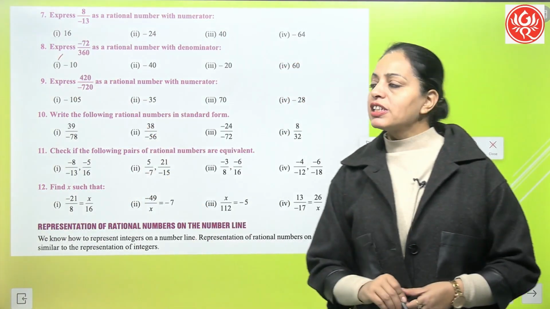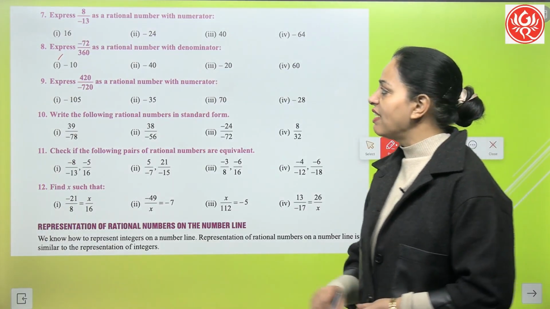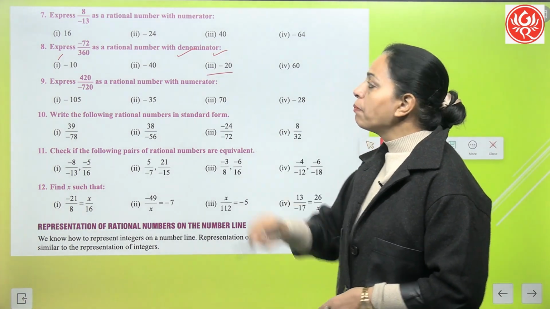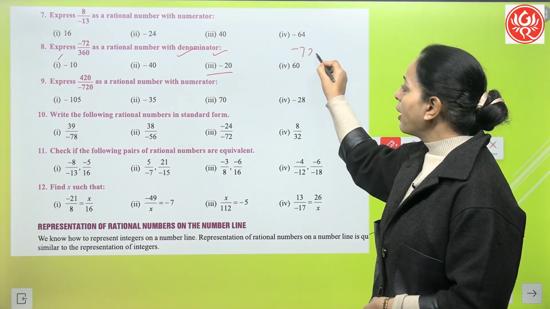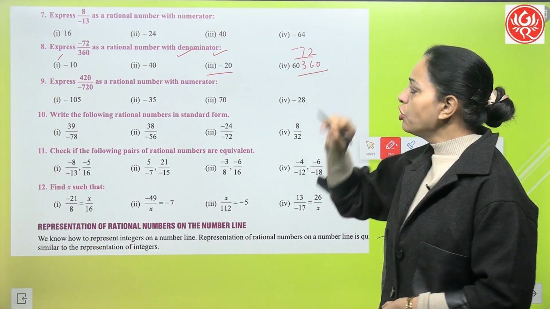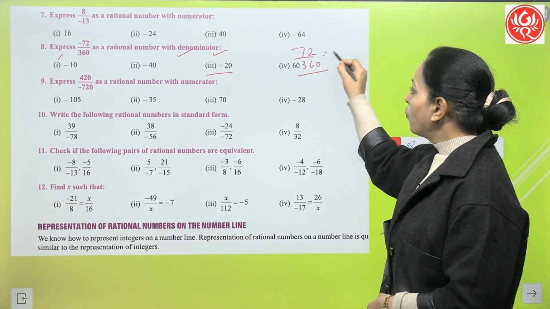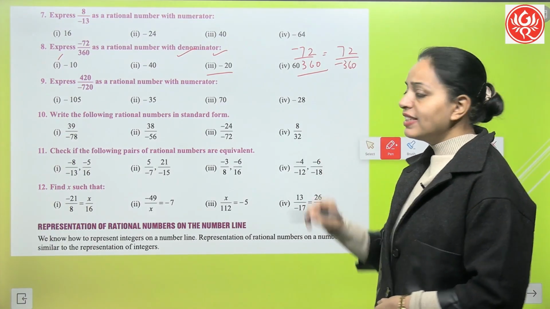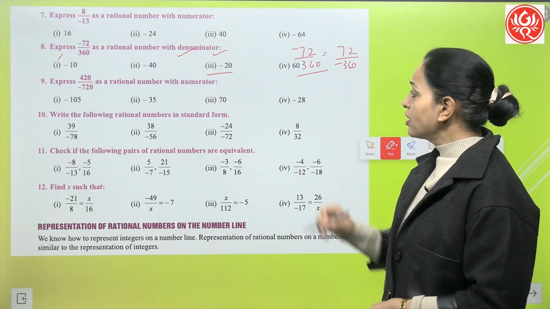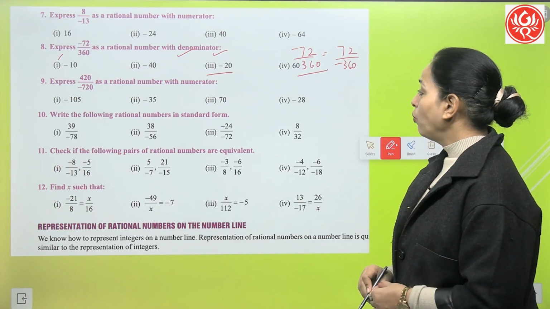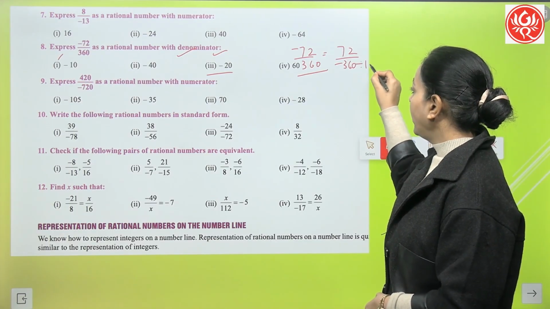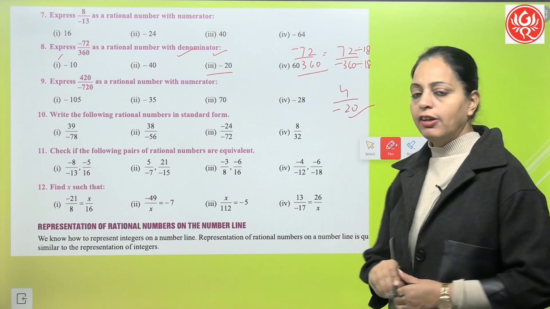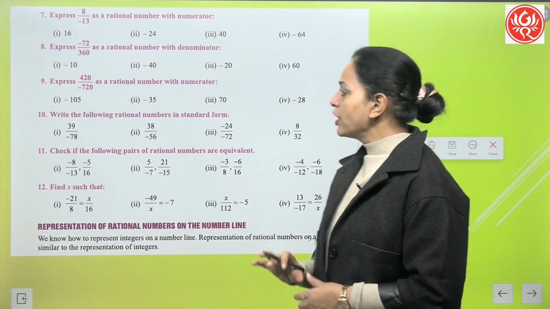Question number 8. Express minus 72 upon 360 as a rational number with denominator. Like here third part minus 20. Rational number हमारे पास है this one. और डिनोमिनेटर को बनाना है हमें minus 20. तो फर्स्ट ऑफ ऑल हम डिनोमिनेटर नेगेटिव बना दें. ओके, अब 360 से 20 हाउ वी कैन गेट, यानी 360 को हम किससे डिवाइड करें सो दैट वी आर गेटिंग 20, मीन्स डिवाइड बाय 18. So divide by 18. So 4 upon minus 20. Okay, very simple. Now similarly you can try remaining part.